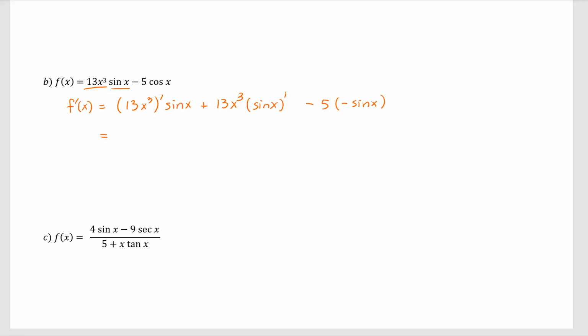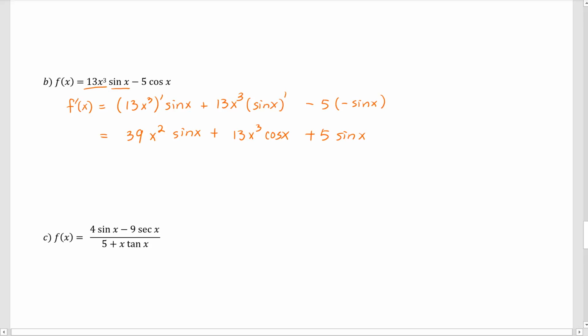So 13x cubed, what's the derivative? Well, that's 13. We multiply by 3, so that's 39x. 3 minus 1 is 2. Okay. And then we have 13x cubed. Derivative of sine is cosine x, right? And then minus becomes plus 5 sine x. So far, so good, everybody? Yes. Let's continue.